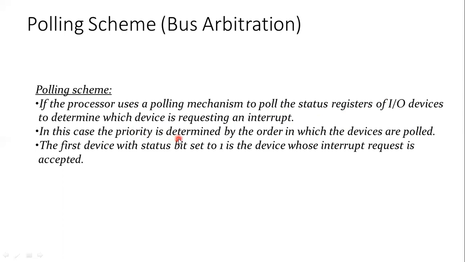In this case, the priority is determined by the order in which the devices are polled. The first device whose status bit is set to 1 is the device whose interrupt request is accepted. So after giving the indication, the device whose request has been accepted will be given a high value, a high signal, or simply a bit set to 1. The bit for that particular device will be set or enabled to 1. By this way, the device can understand that it has been given the authority to do its work or to access the interrupt.